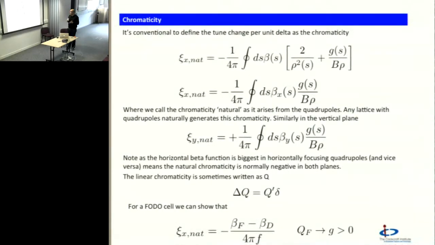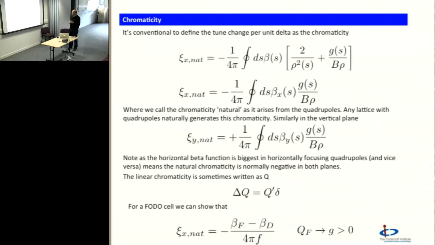This means that quadrupoles generate chromaticity. We know that, but how much they generate chromaticity depends on the beta function. So if I've got a strong quadrupole, strong focusing, probably large focusing errors. If I happen to have a large beta function there, I generate even more chromaticity. So chromaticity is sensitive to where the quadrupoles are on the lattice, not just the strength of the quadrupoles.